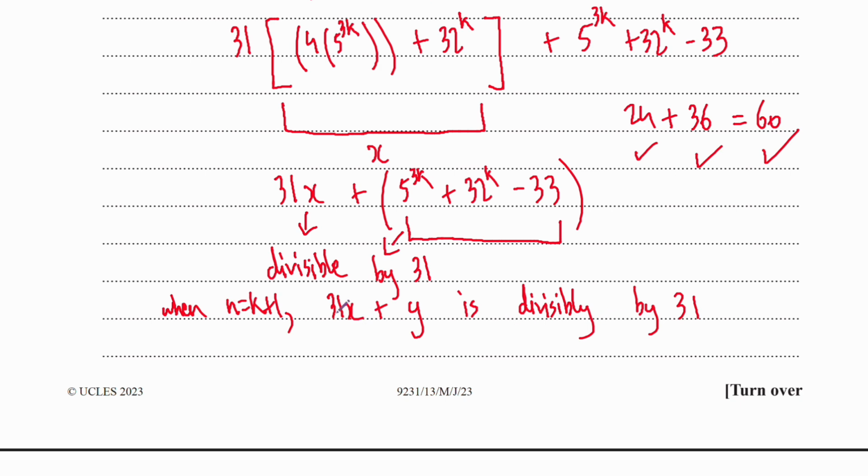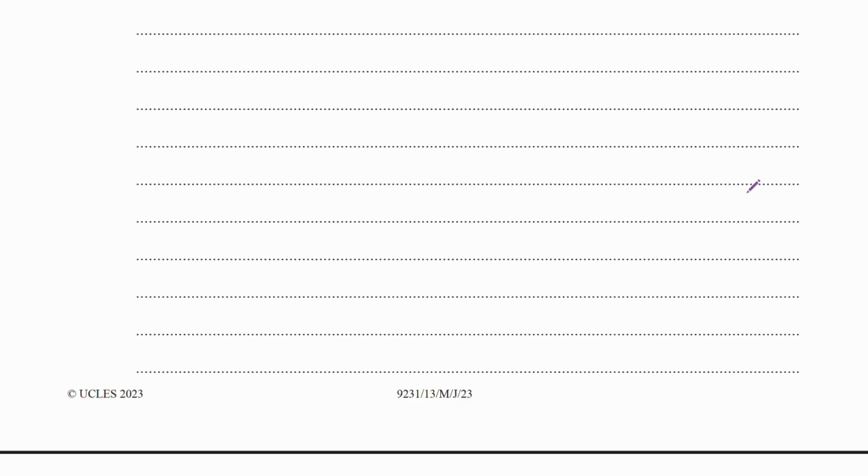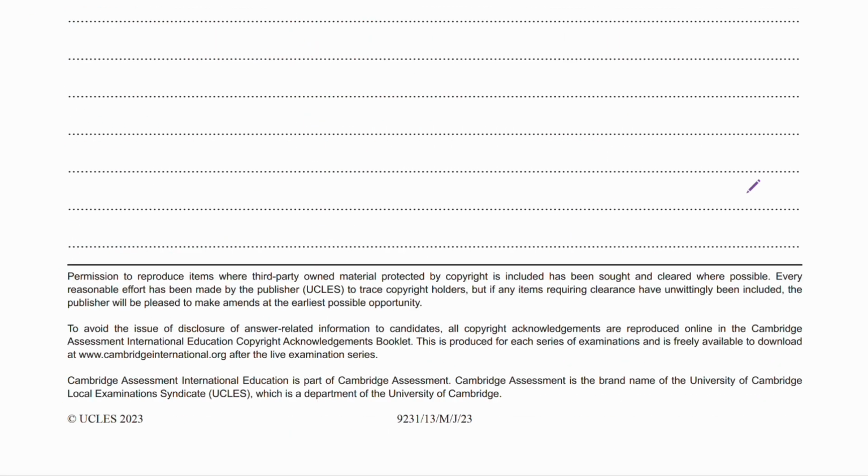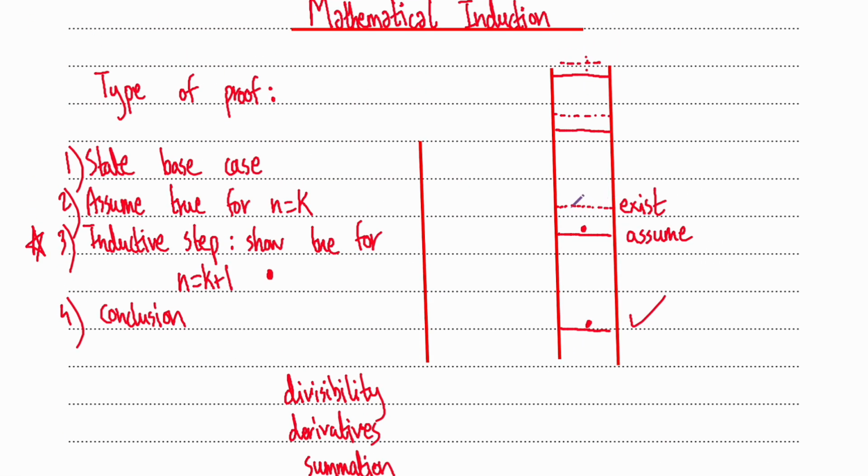So this whole statement right here is divisible by 31, but this is when n is equal to k plus 1. That means we have shown this next step over here. We have shown that this step exists. We assume that some step existed, and then we showed that even if our assumption is correct, then the next step must exist. And now we just take the conclusion.